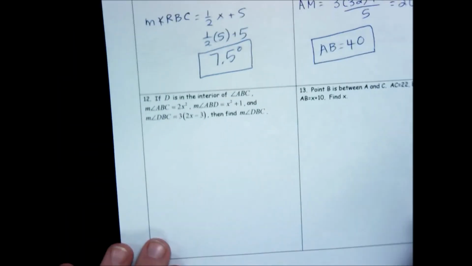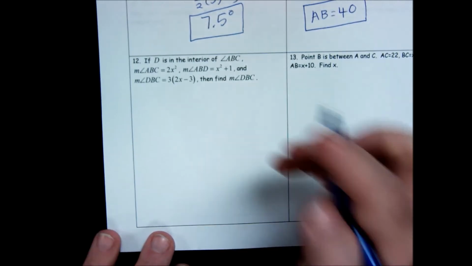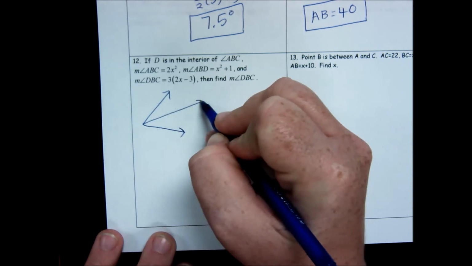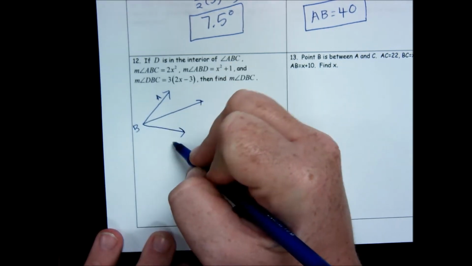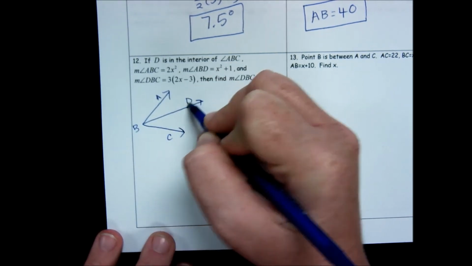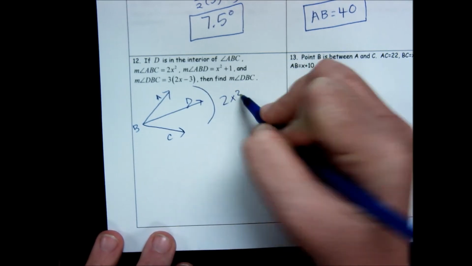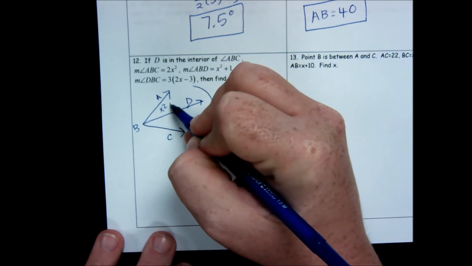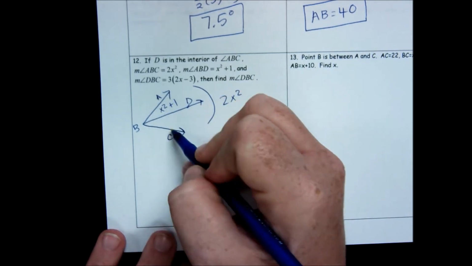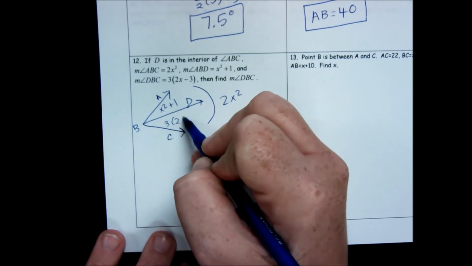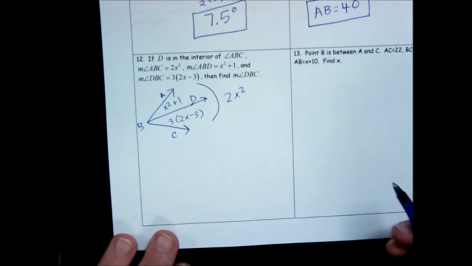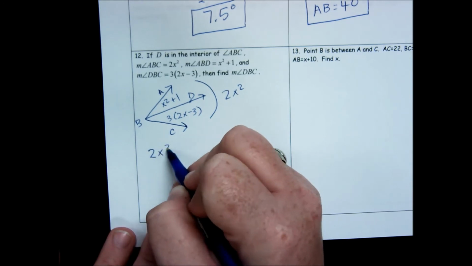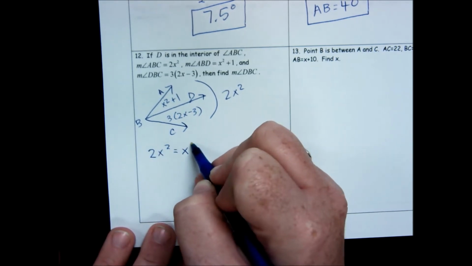Alright, let's look at number 12. Number 12 says I have an angle ABC and D is in the interior of it. It says that the whole thing is 2x squared, ABD is x squared plus 1, and DBC is 3 times (2x minus 3). So I'm going to use the angle addition postulate that says the whole thing is equal to the sum of its parts.